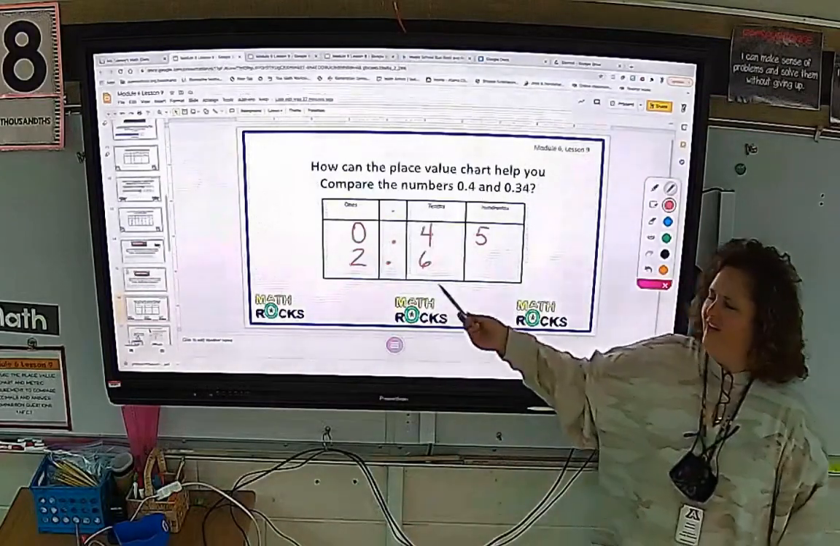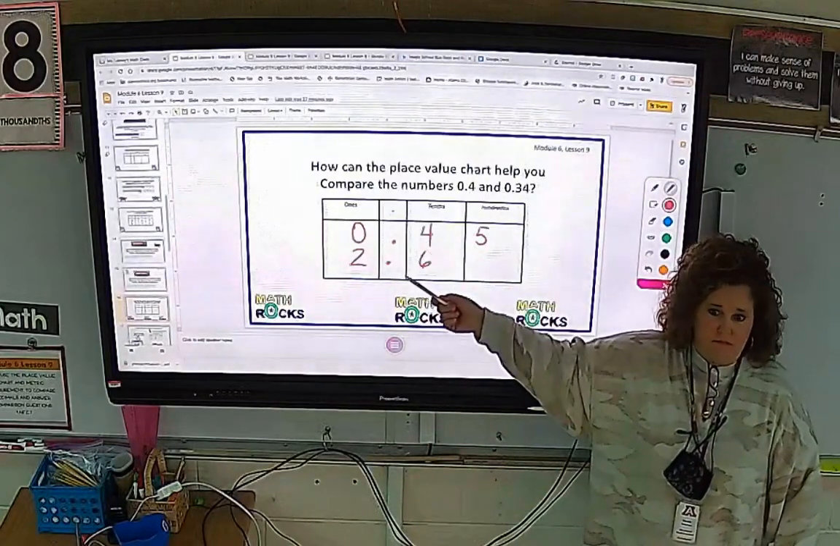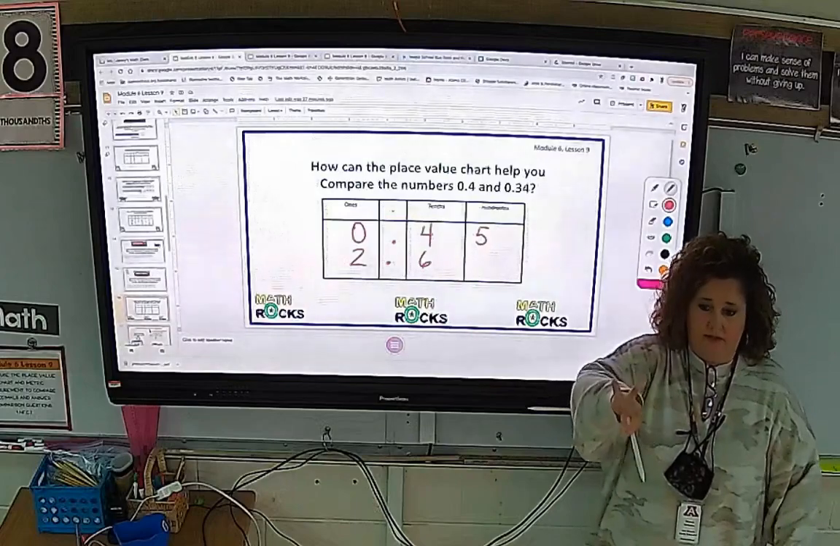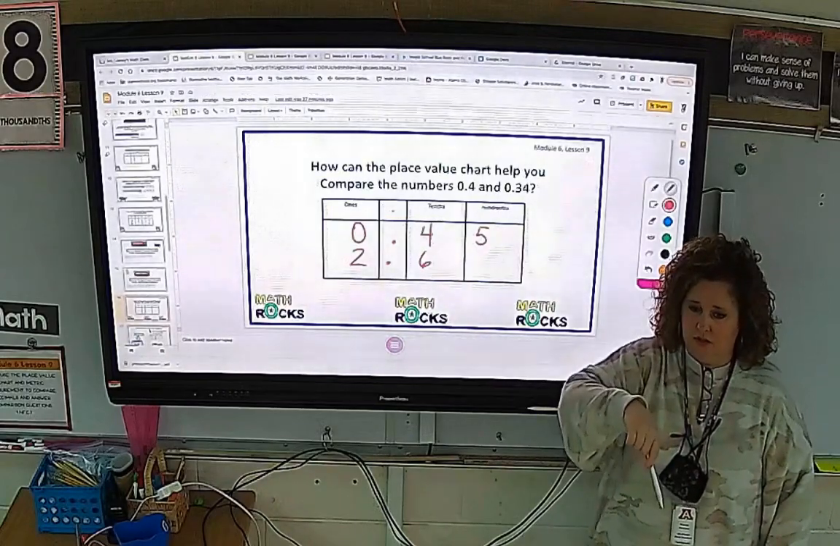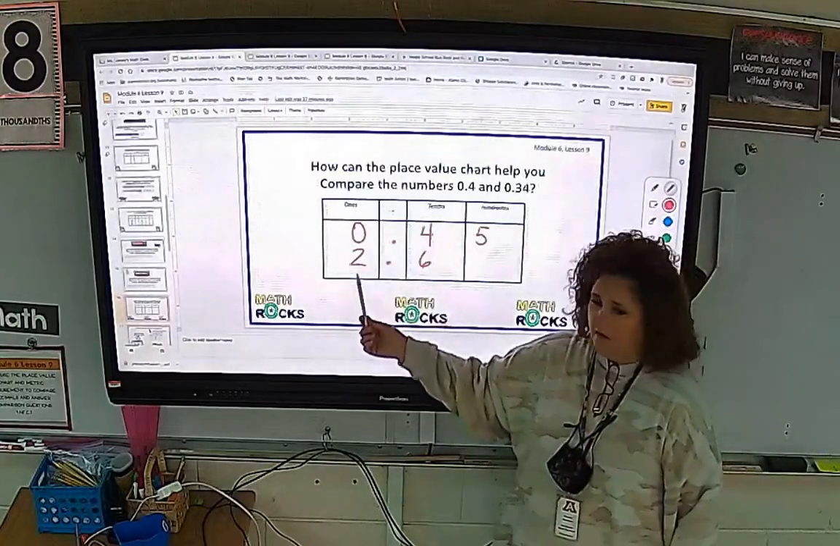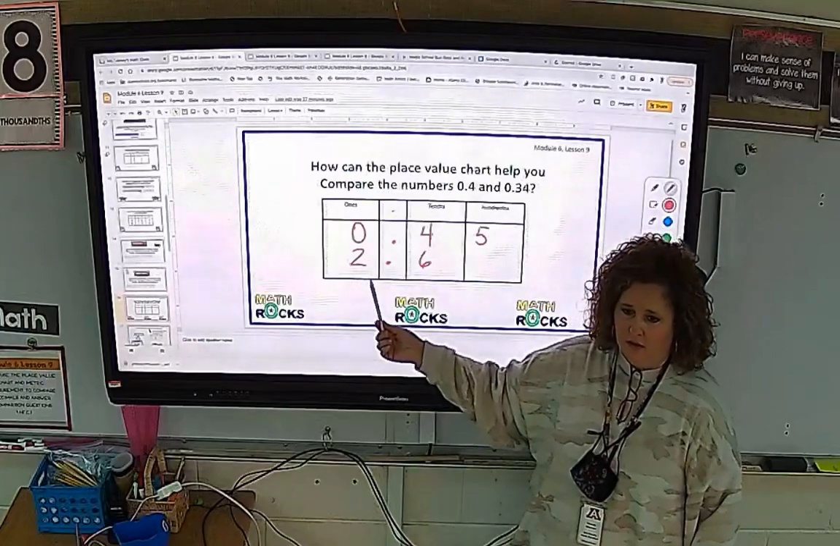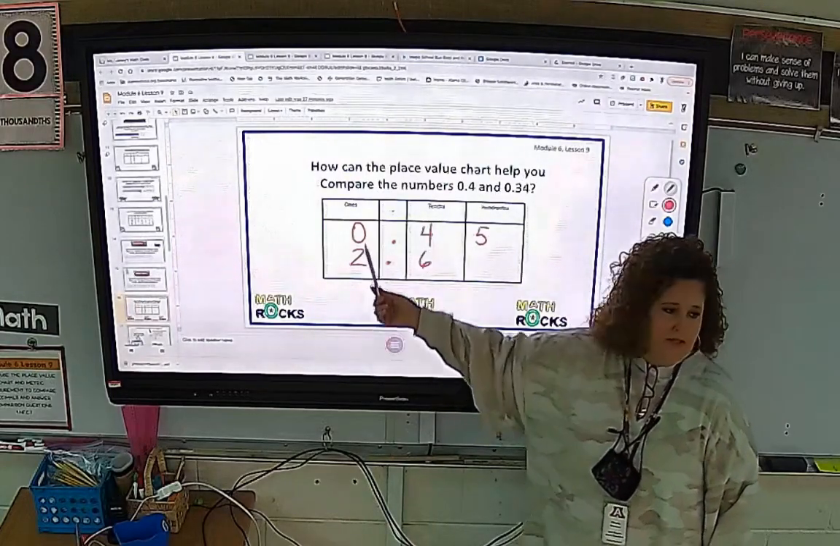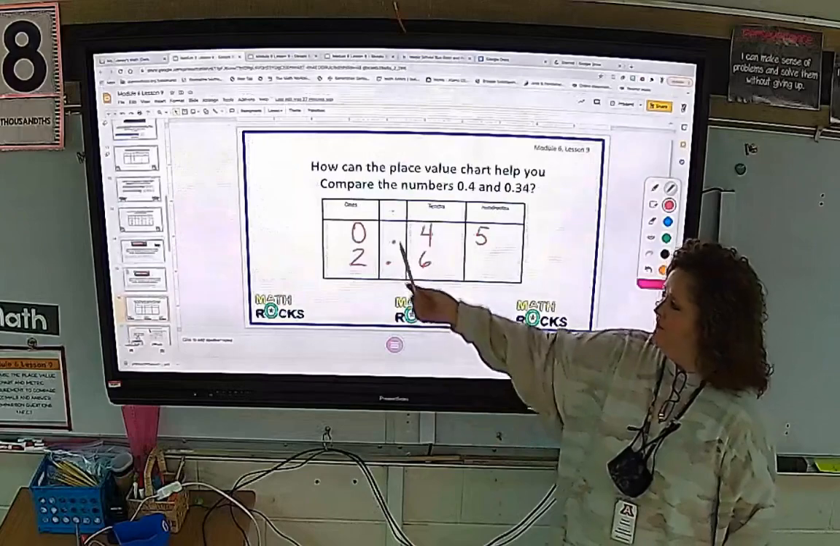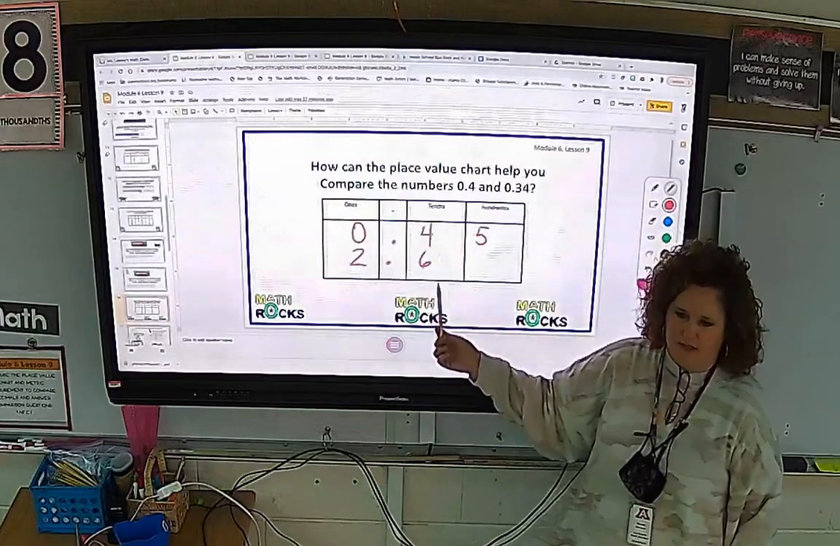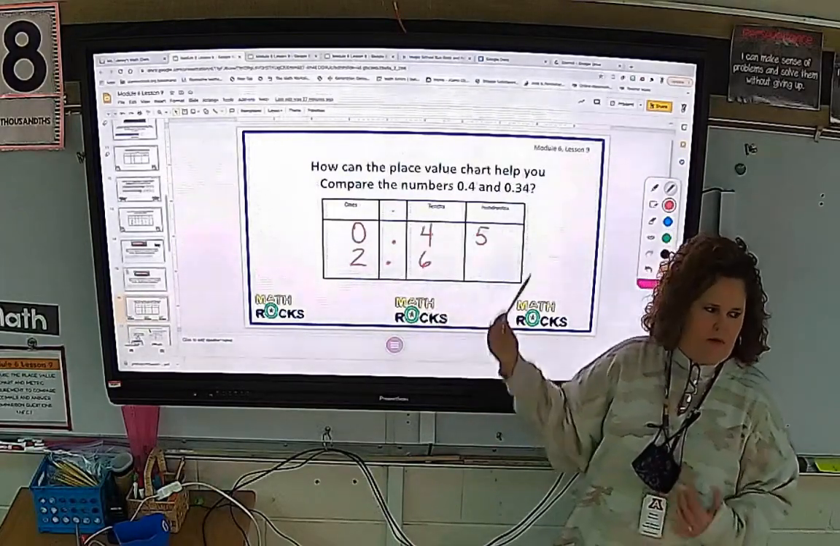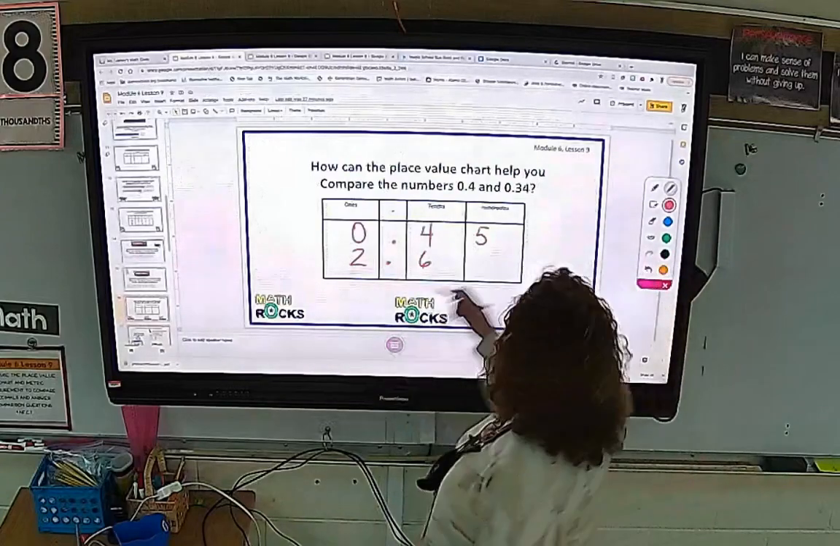So which one was larger? Jayla, was yours larger? Why? Most definitely. The ones place is bigger. If these were the same, we would have gone to the next place. You guys are getting how this works.